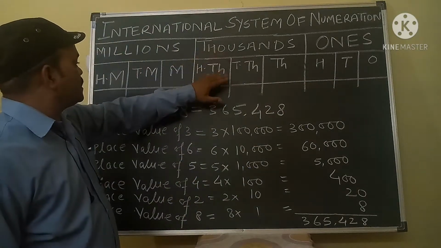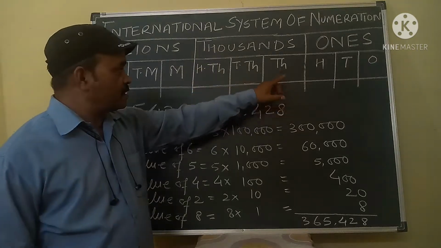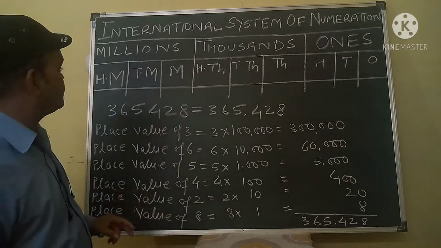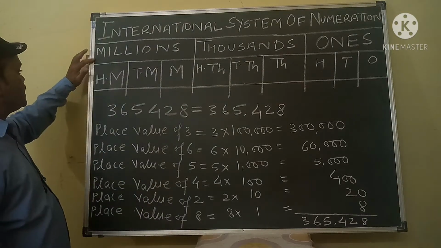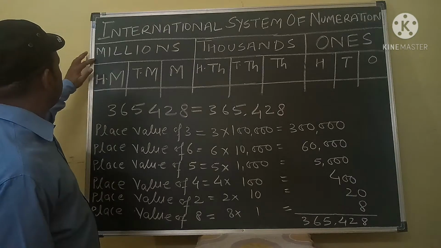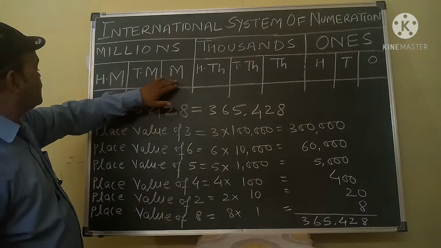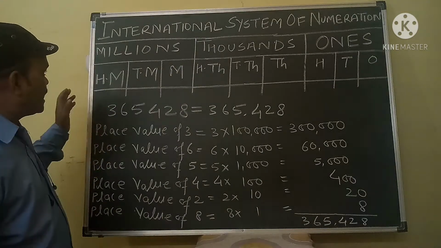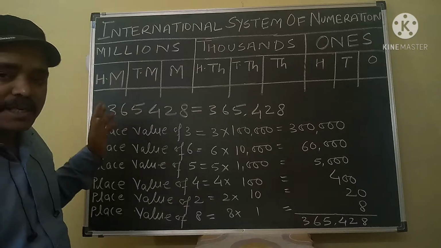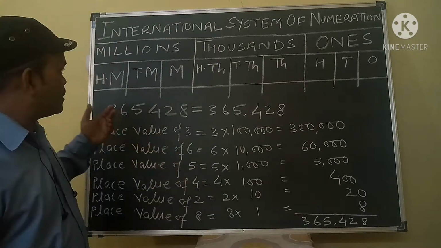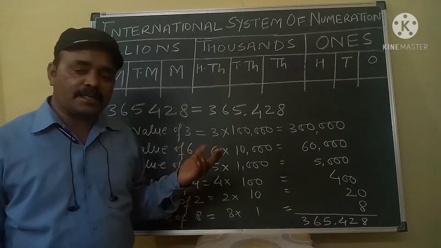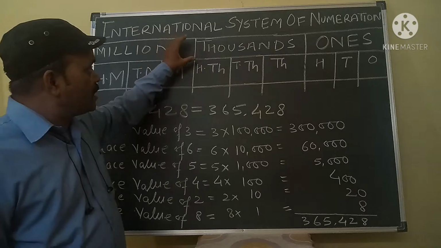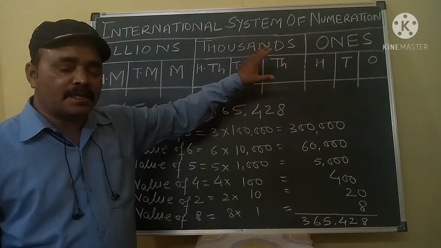The thousands period has three places, that is thousand, 10,000, 100,000. The millions period has three places, that is million, 10 million, 100 million. Likewise, the billions period has three places, and the trillions period has three places. In the International System of Numeration, every period has three places.